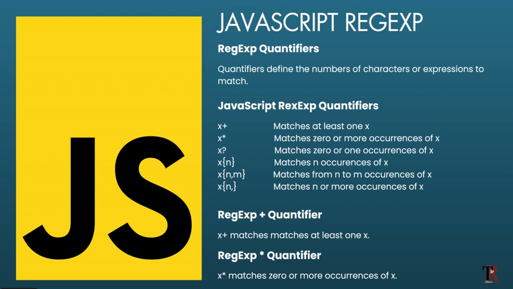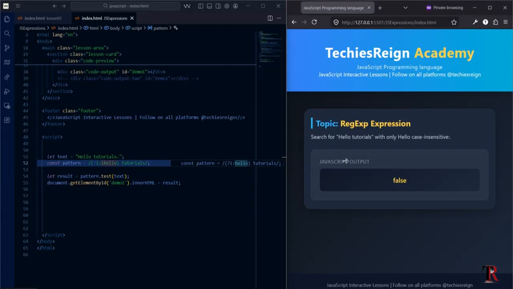Then we have x{n,}, which matches n or more occurrences of x. So these are some of the JavaScript RegExp quantifiers. Now, let's begin to look at each of them one after the other. So we'll start with the regex positive quantifier, which is this x+. The x+ matches at least one x. So let's take a look at an example of this.